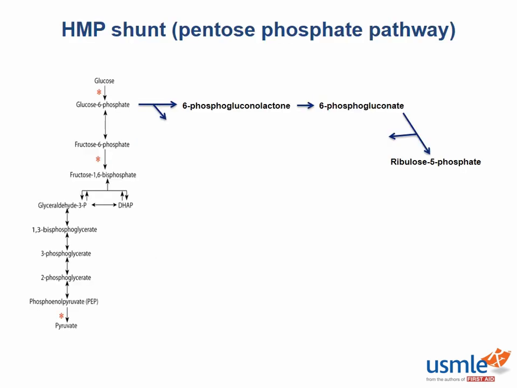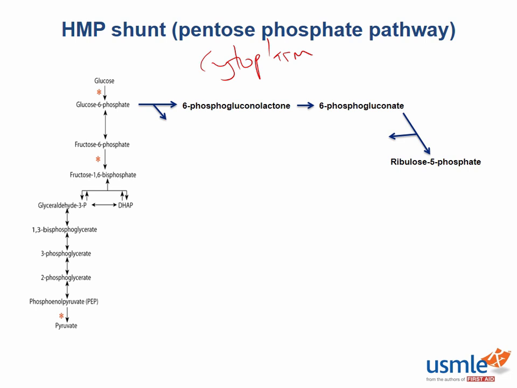So the hexose monophosphate shunt, also called the pentose phosphate pathway, is shown here. This takes place in the cytoplasm of the cell. Its purpose is to synthesize NADPH and ribose sugars when glucose 6-phosphate is abundantly available.